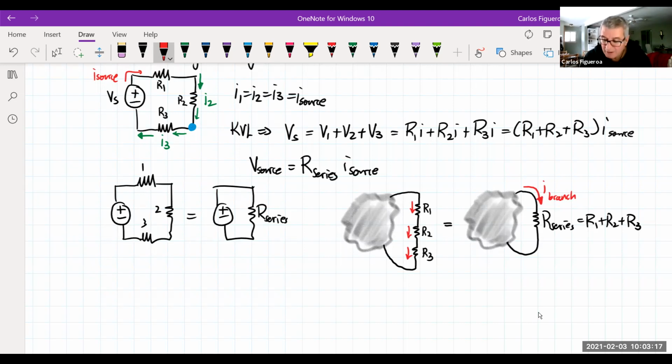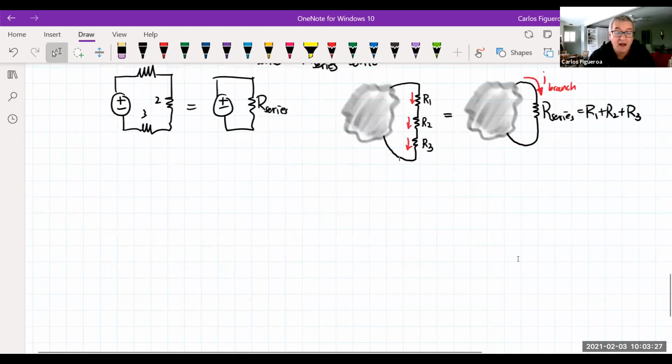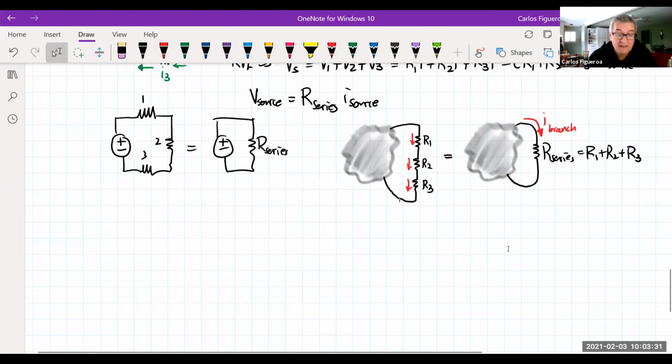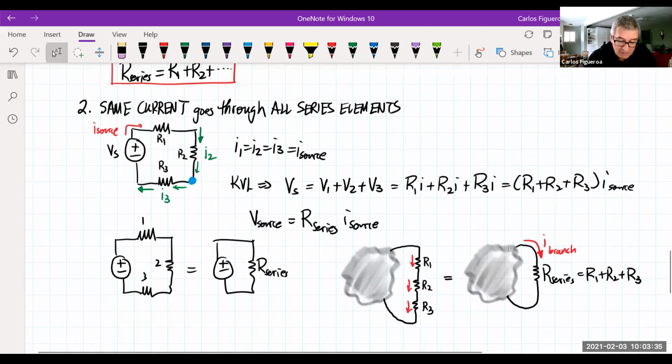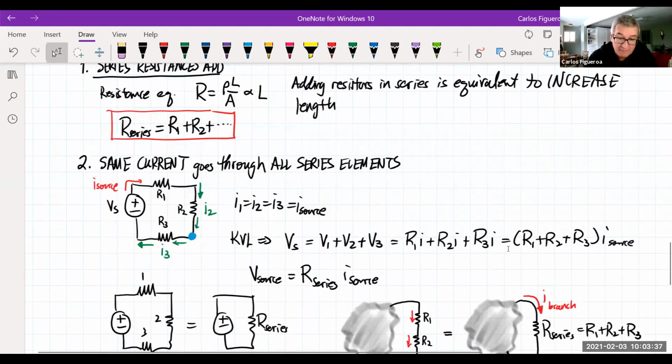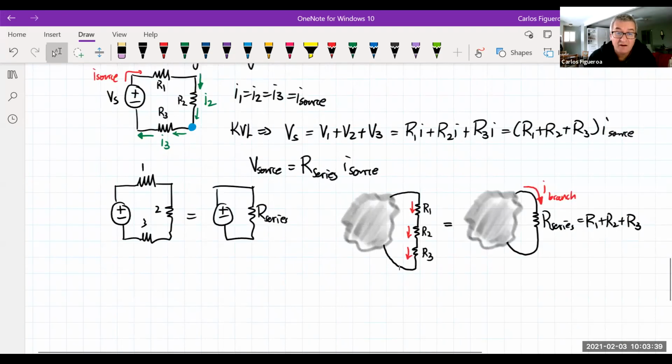So now I know about the current in that branch, and I know its resistance in that branch. So now what we want to do here is start talking about voltages. We talked about series resistances. We talked about the same current through all series elements. The next thing we've got to talk about here is voltages.